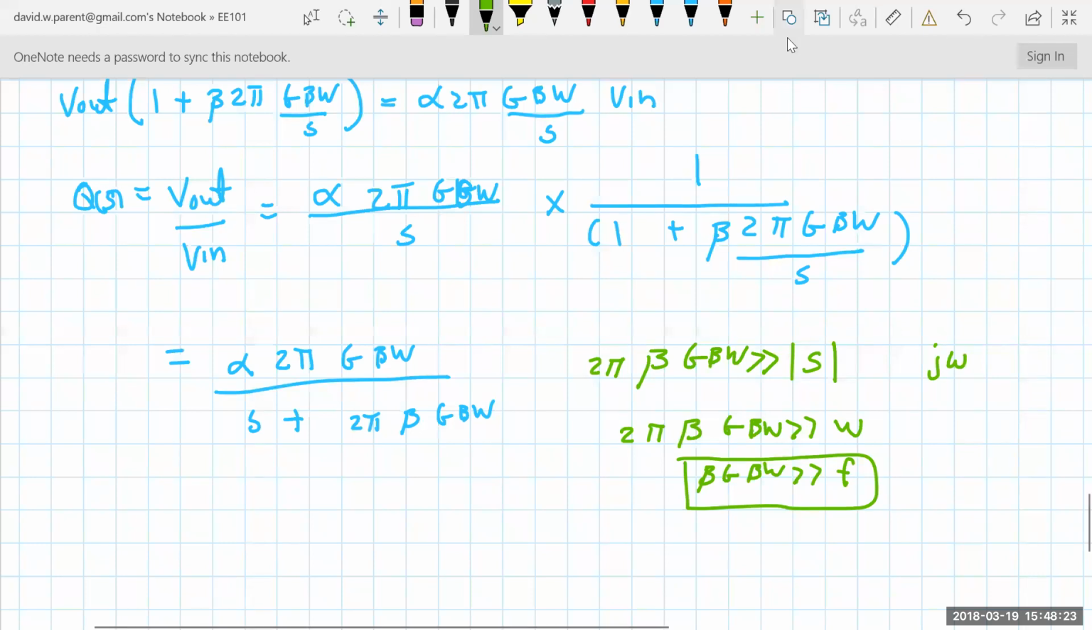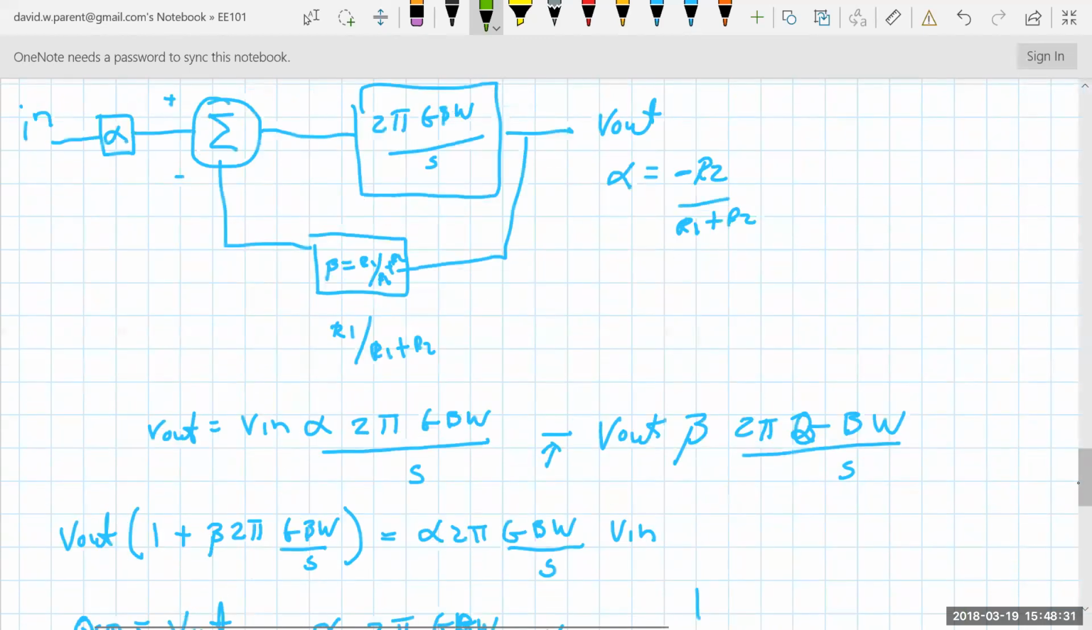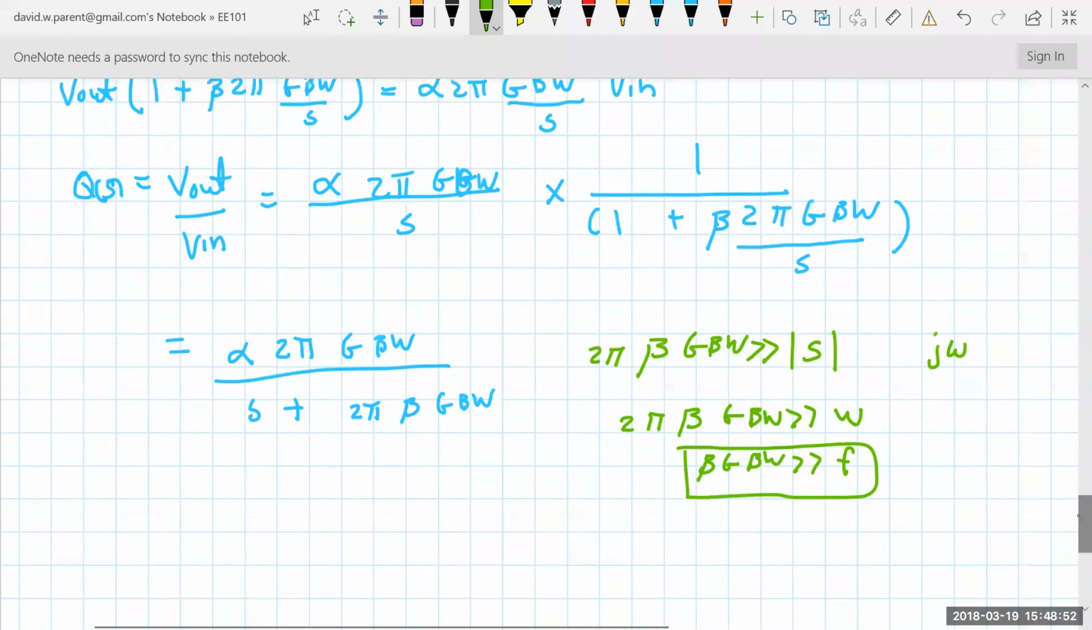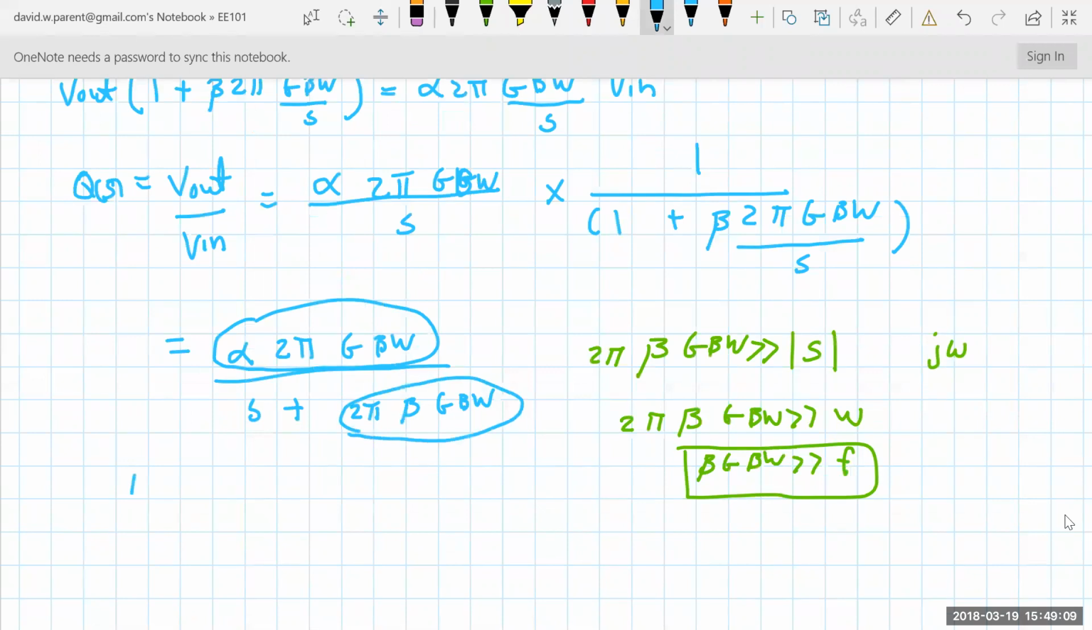right? Because in fact, the feedback, this part was the same as the non-inverting case. This part was the same as the non-inverting case. The only thing that's changed is that the input is inverted and scaled. So I have a constant divided by s plus another constant. First order low pass. Omega naught is still 2 pi beta gain bandwidth.